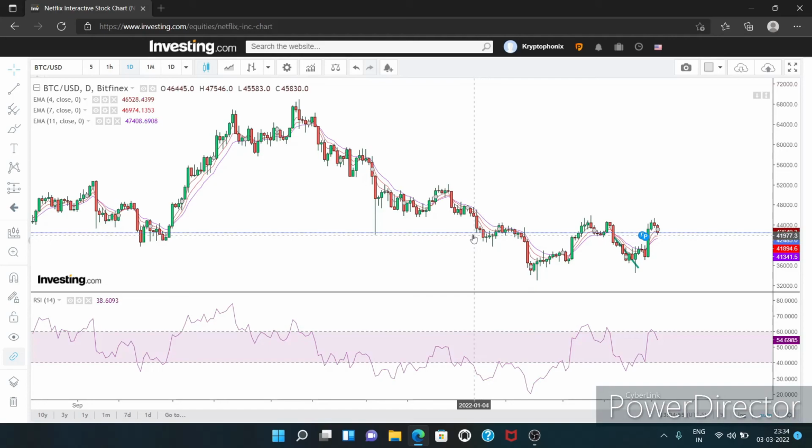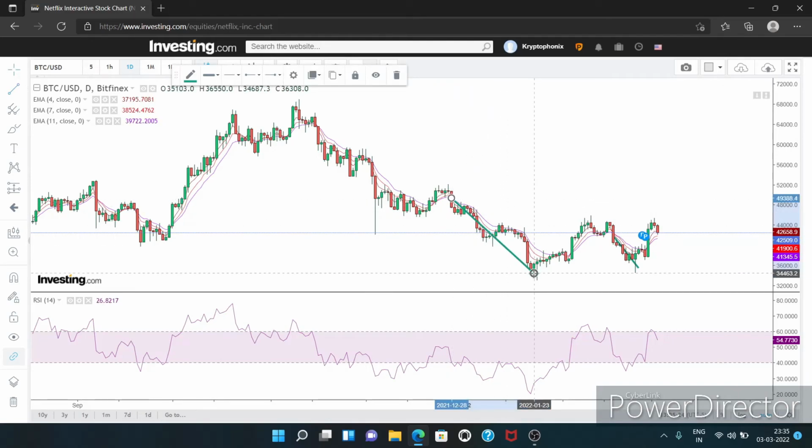But if we move a little further right over here, what we can see is a sell crossover was formed over here. 11 EMA going at the top, 4 EMA coming at the bottom, 7 EMA lying between both. This also accompanied by the RSI between the 60 and 40 band. Signal to sell, result was a good downfall.